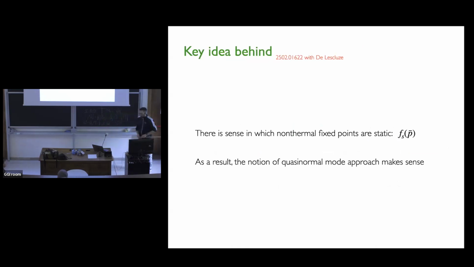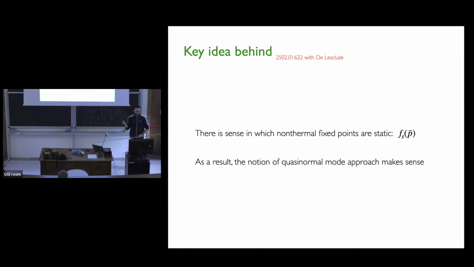Now, in the last few minutes, I want to talk about quasi-normal modes of non-thermal fixed points. When you talk about quasi-normal modes, this is related to the Fourier decomposition of your signal. For the Fourier decomposition to be really useful, you want to do this on top of a static background, right? Naively, you might think the non-thermal fixed point is not static, so you're cooked. But there's a sense in which it is static, because there's this dependence on momenta that is static, right?